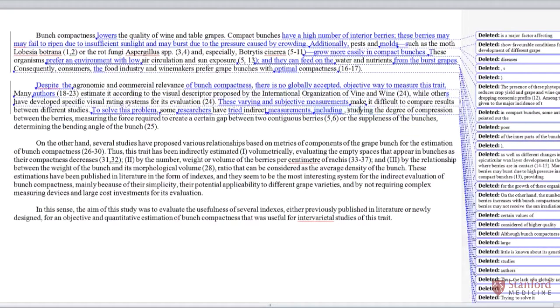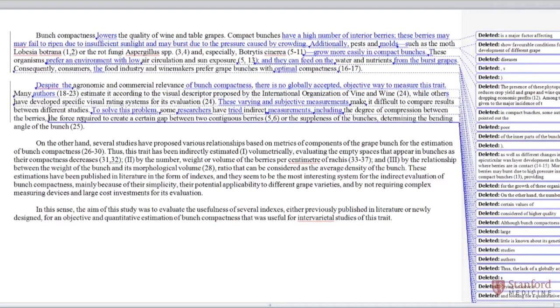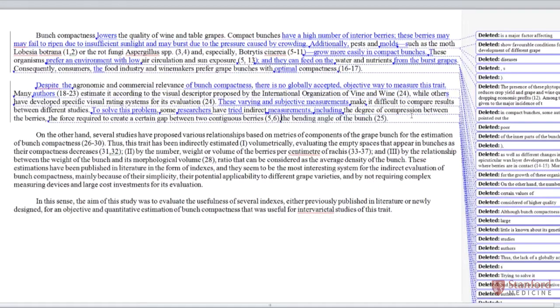So including the degree, the measurement would be the degree of compression between the berries, measuring the force, so maybe just to make this parallel, we need the degree, then the force: measurements including the degree, the force created to create a certain gap between two contiguous berries, or the suppleness of the bunch by determining the bending angle of the bunch. Something's not quite right there. I actually think what you're measuring directly here is the bending angle, and that happens to indicate suppleness. So let's say the bending angle of the bunch, which indicates suppleness.